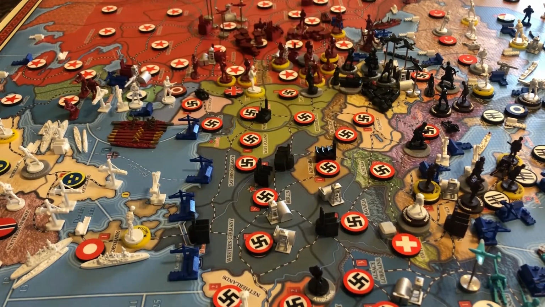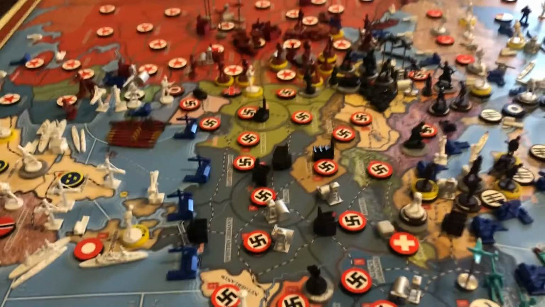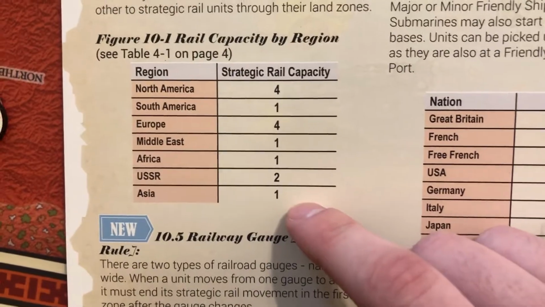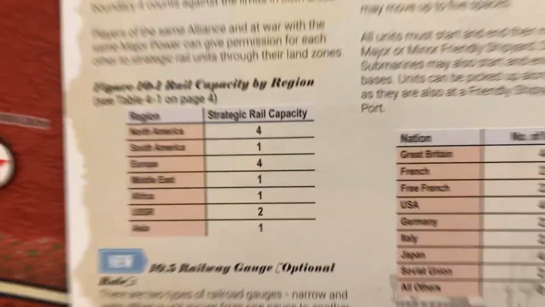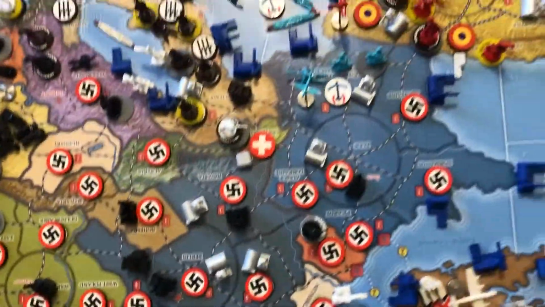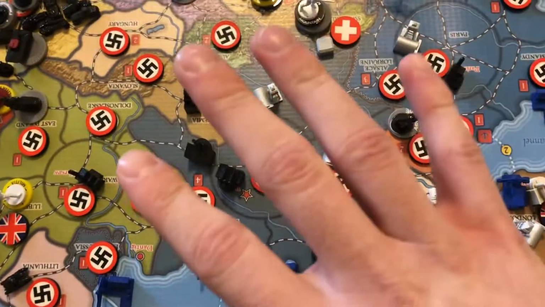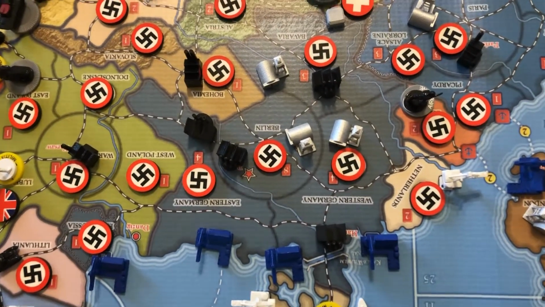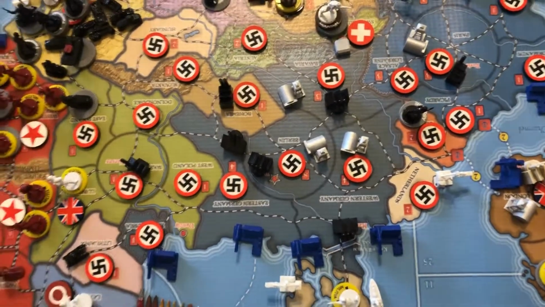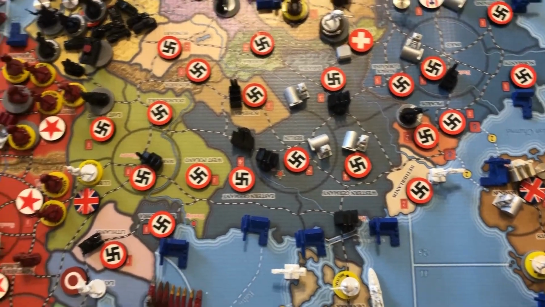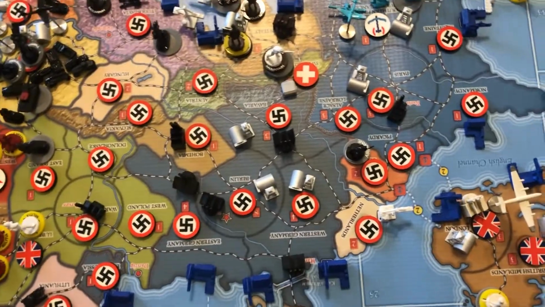Now, different regions of the map have different rail capacities, as outlined in this chart right here. This is going to take a little bit of remembering on your part unless you want to keep on looking it up. It's pretty easy to remember though. In Europe, I hope you all know what Europe is, you can rail 4 units on your non-combat movement phase. So any 4 ground or air units can rail all the way along these lines in an unbroken path.